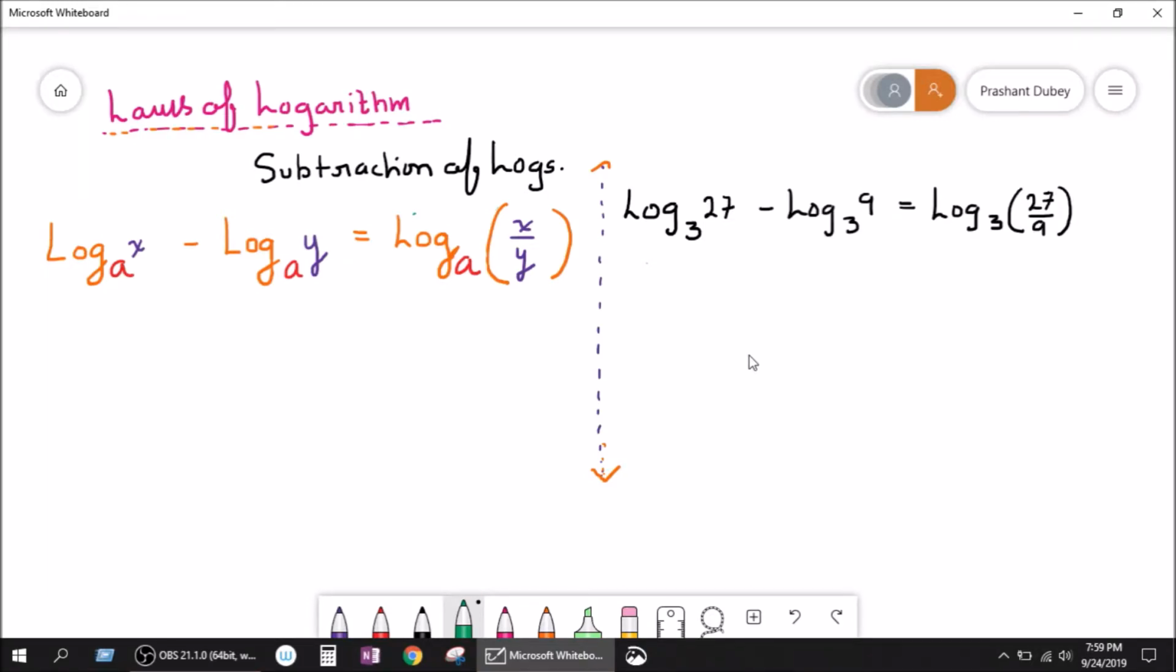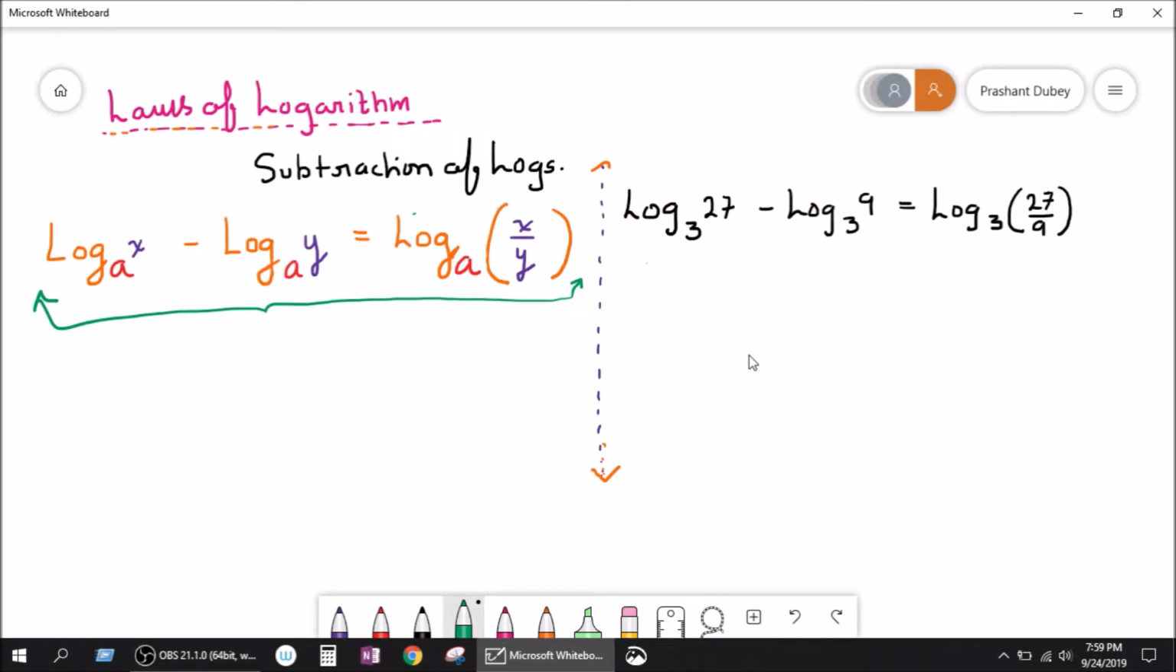This is the third video in our log series, and in this video we'll be talking about the laws of subtraction of logs. So let us have a look at the laws of logarithms once we subtract two logs. Our rule is log x to the base a minus log y to the base a is equal to log x over y to the base a.